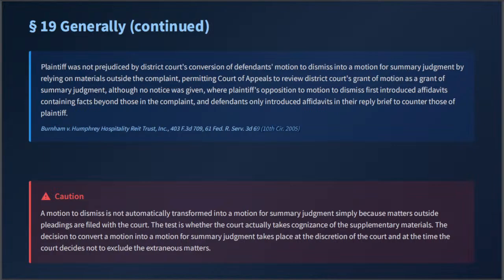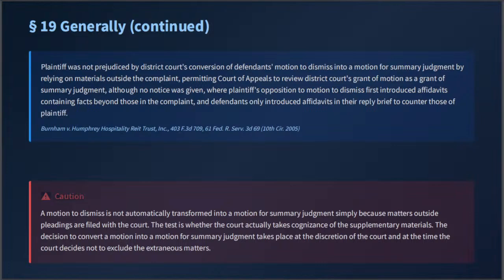And this one's from the 10th Circuit, 2005. Plaintiff was not prejudiced by district court's conversion of defendant's motion to dismiss into a motion for summary judgment by relying on materials outside the complaint, permitting Court of Appeals to review district court's grant of motion as a grant of summary judgment, although no notice was given, where plaintiff's opposition to motion to dismiss first introduced affidavits containing facts beyond those in the complaint, and defendants only introduced affidavits in their reply brief to counter those of plaintiff.